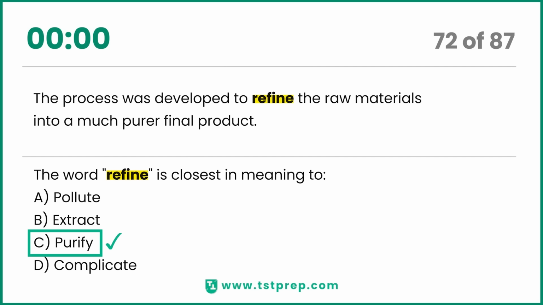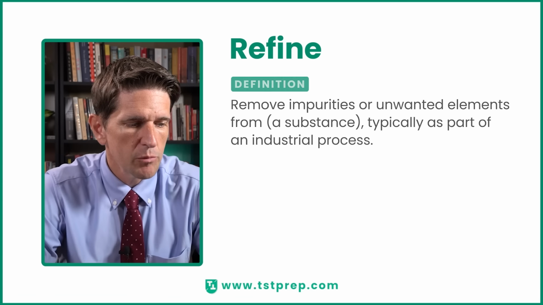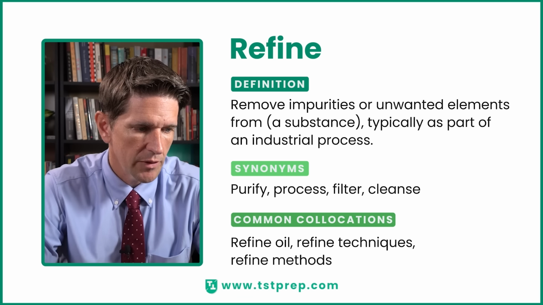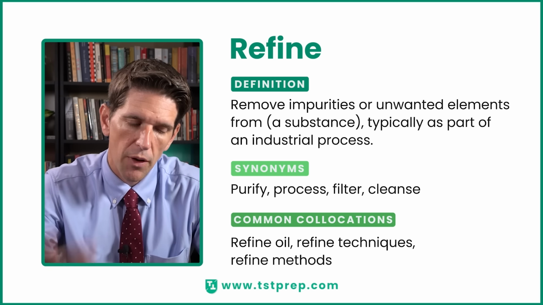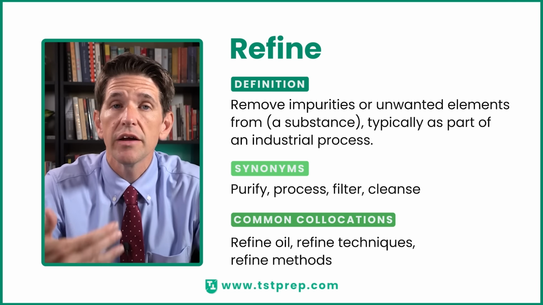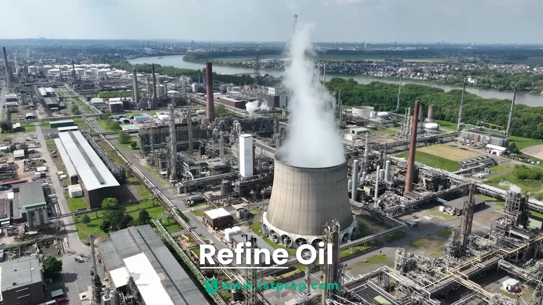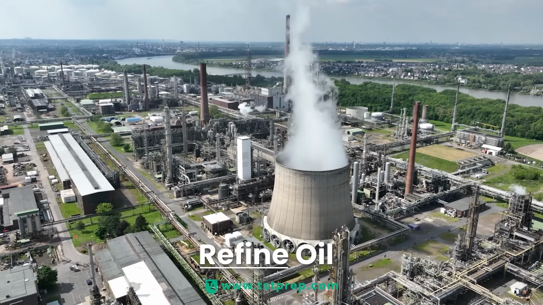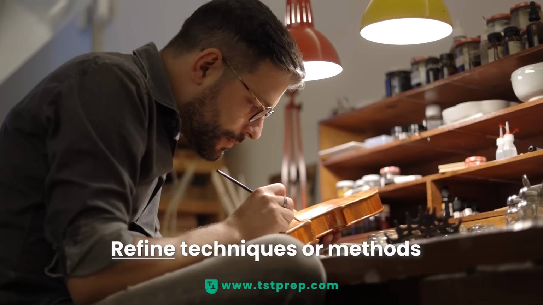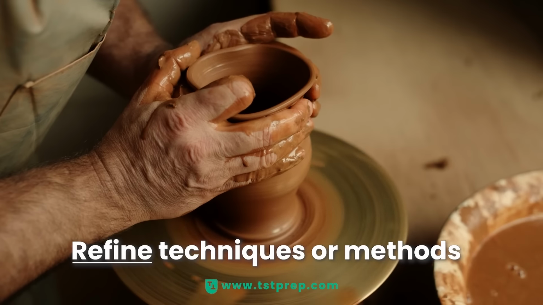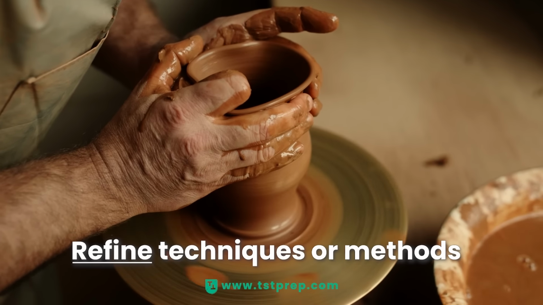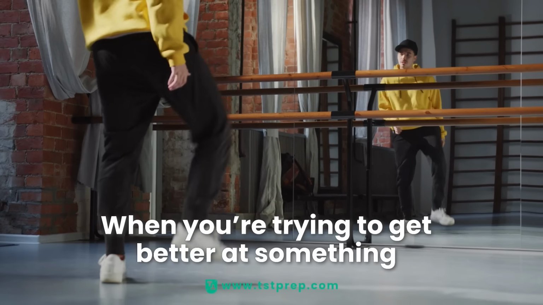So refine has 2 meanings. One way is to think about it as purify, and that's to remove impurities or unwanted elements. That's part of a process. So for example, refined oil. So when you get oil from the ground and it's not really ready to be used in a car yet, you need to refine it. You have to clean it up. But you can also say it to refine techniques or refine methods. So you can use it for yourself when you're trying to get better at something.